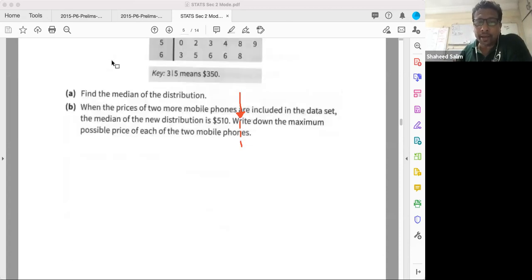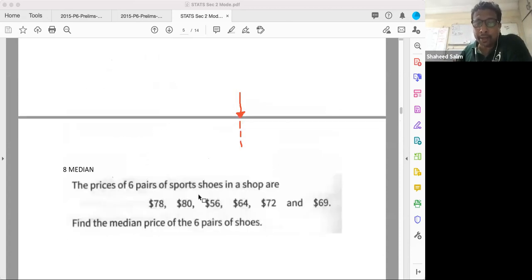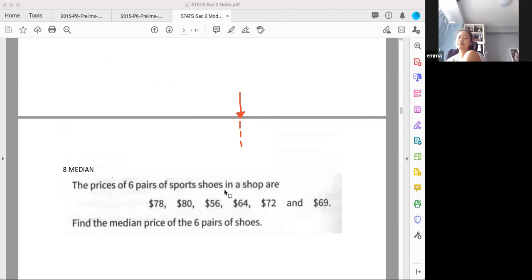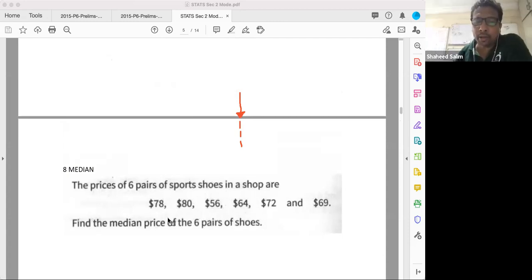Sometimes the median can be in between the two, remember? How do we know it can be in between? Because there's 1, 2, 3, 4, 5, 6. 6 plus 1 is 7. 7 divided by 2 is 3.5, which is in between. So whenever you have a median that is in between, you know that the number of items here is even.